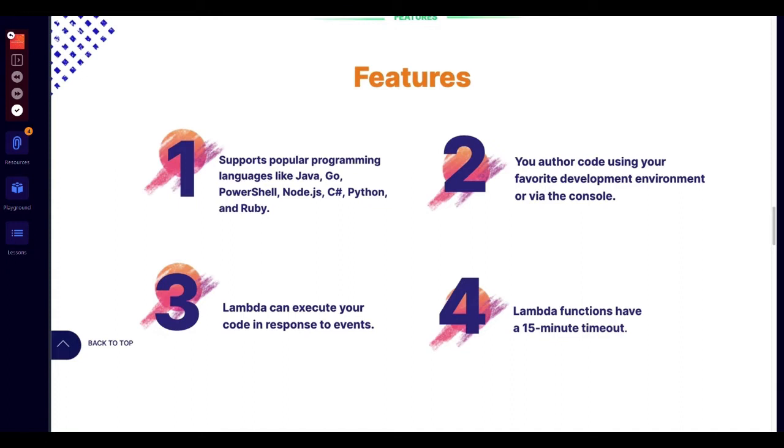Now you're only responsible for the code you write, making sure it's secure, while AWS manages the coding environment and the supported language versions. For number three, Lambda can execute your code in response to events. In the real-world example, we saw Lambda being triggered when a file is uploaded to S3. And number four, Lambda functions have a 15-minute timeout. So just remember that whenever you're designing your serverless architecture. Lambda is typically not good for processes that run longer than 15 minutes.